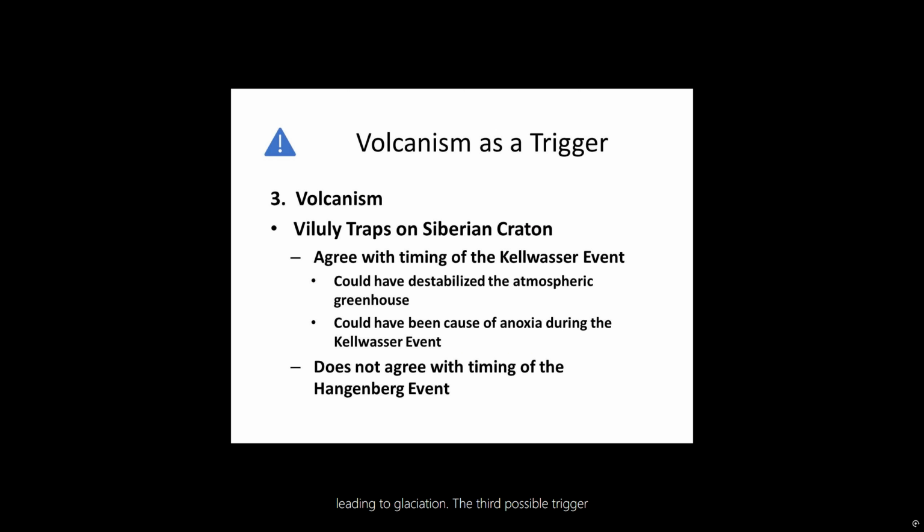The third possible trigger is volcanism. The Viluy traps erupted on the Siberian Craton. This was a large flood basalt eruption that agrees with the timing of the Kellwasser crisis at the Frasnian-Famennian boundary. It could have destabilized the atmospheric greenhouse and changed oceanic chemistry, causing anoxia. The eruption of the Viluy traps, though, does not line up with the timing of the Hangenberg event. So if they were a trigger, they were not prevalent across the entire timing of the extinction.